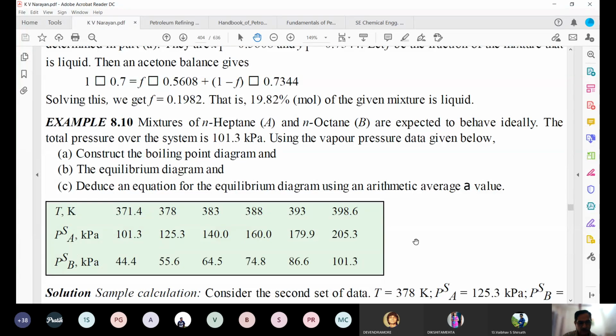So for each of these points, calculate x1 first. Temperature is given, pressure is given, PAS is given, PBS is given. You can calculate x1 for each of these points, and then once you know x1, you can calculate y1 by Raoult's law. Do it quickly, and let me know what the values are.